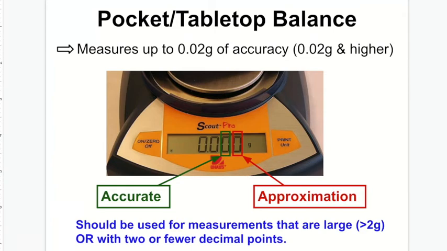Pocket or tabletop balances should be used for measurements that are large or measurements that have 2 or fewer decimal places. You should not try to use this balance for something that has a whole bunch of decimal places at the end of it, because you're not going to be able to be accurate enough for that measurement. But most of the measurements you'll do at home will be 2 or fewer decimal places.